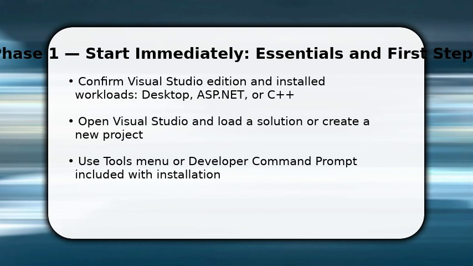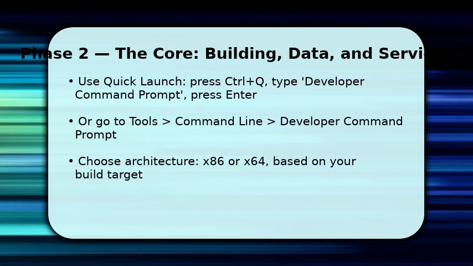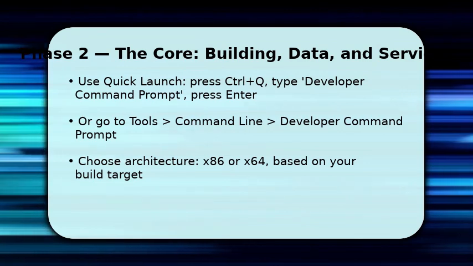Now you open the command prompt inside Visual Studio. Press Ctrl+Q to quick launch and type developer command prompt, then hit enter. Alternatively, navigate Tools, Command Line, and pick Developer Command Prompt so Visual Studio initializes environment variables. Make sure to select the correct architecture, x86 or x64, matching your build. This matters because compilers and linkers differ by architecture.